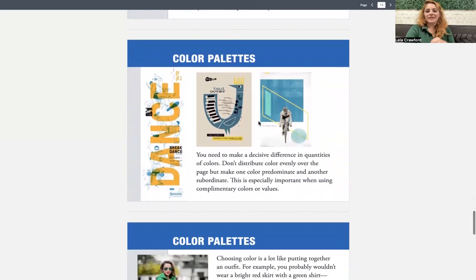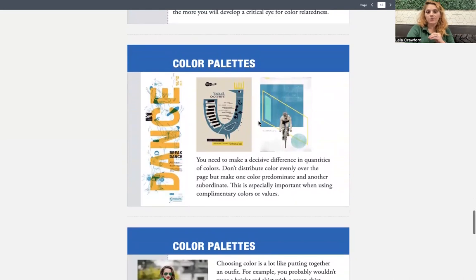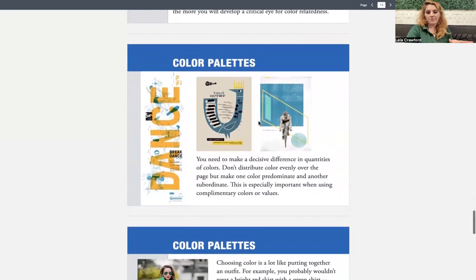You need to make a decisive difference in quantities of colors. So don't distribute color evenly over the page, but make one color predominant and another subordinate, or we would say primary and secondary. This is especially important when using complementary colors or values. It's fundamentally important to your overall design aesthetic and the messaging you're telling, too.